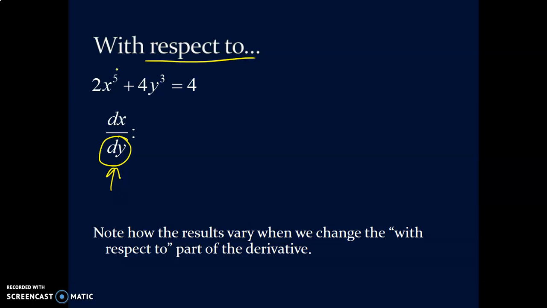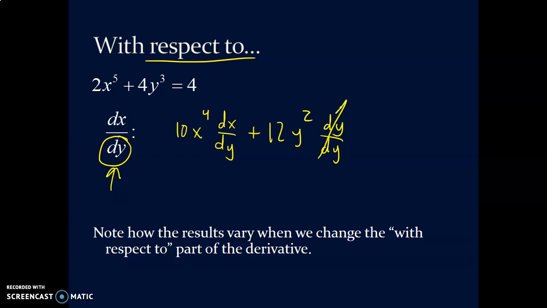In this first part, we're going to start out with the power rule. So 10x to the fourth, but now I'm taking the derivative of x with respect to y. So the derivative of x with respect to y, this does not cancel out on this one. But when I take the derivative of y with respect to y, I'll get the dy/dy and that'll go away. Over here I would get 12y squared and then the derivative of y with respect to y. Again, we're basically just doing the chain rule here. dy/dy is just 1, so that goes away. And again, the derivative of a constant is 0.